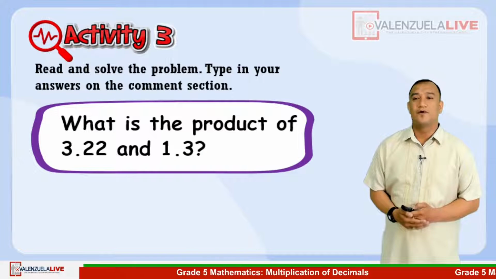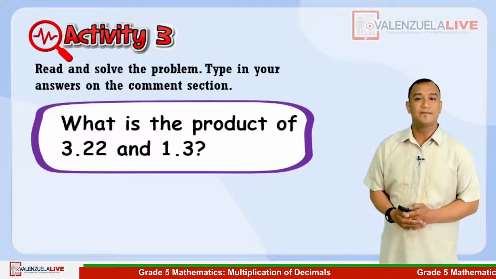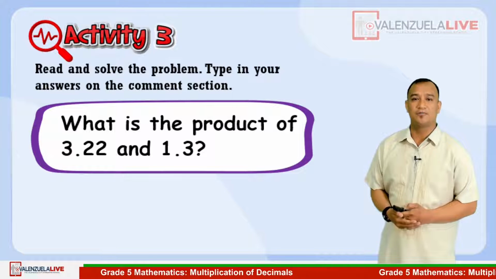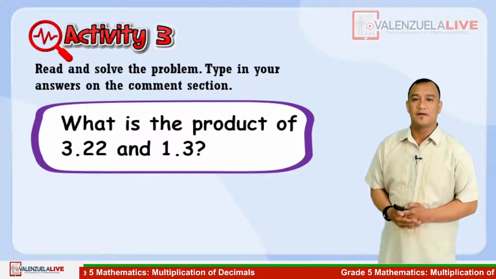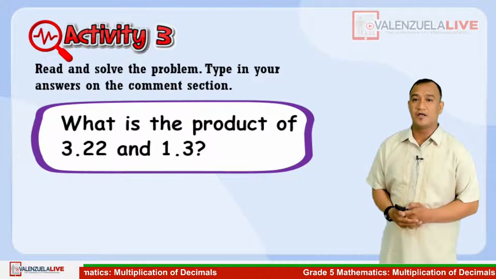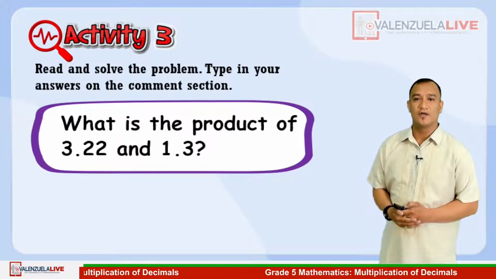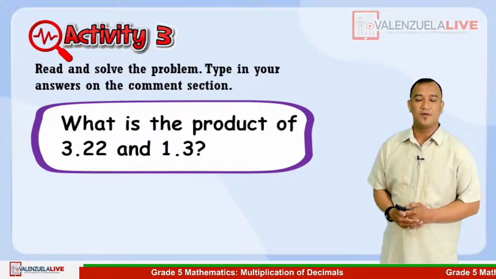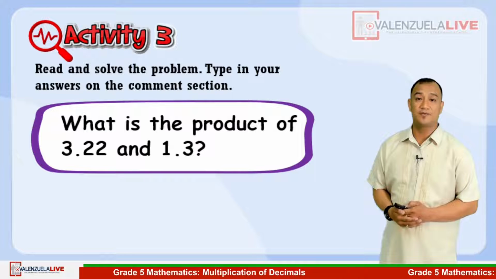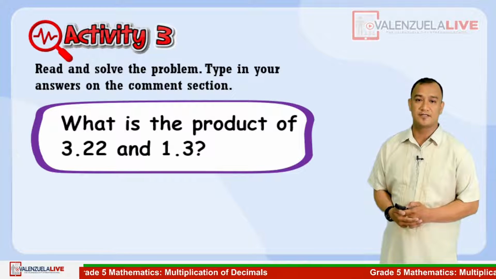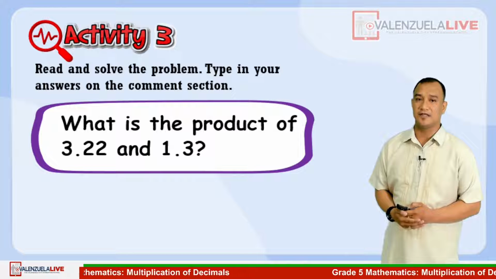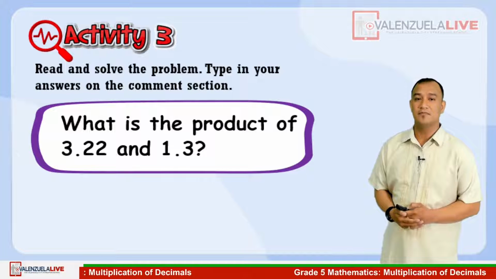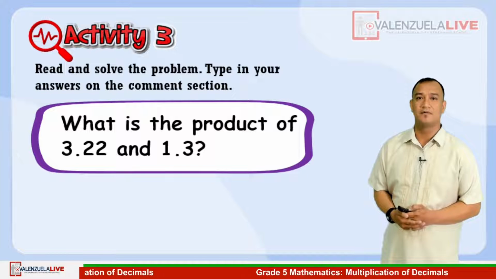Now, for our activity 3, read and solve the problem. Type in your answer in the comment section. You have 30 seconds to solve the given problem. First, what is the product of 3 and 22 hundredths and 1 and 3 tenths? Your time starts now.